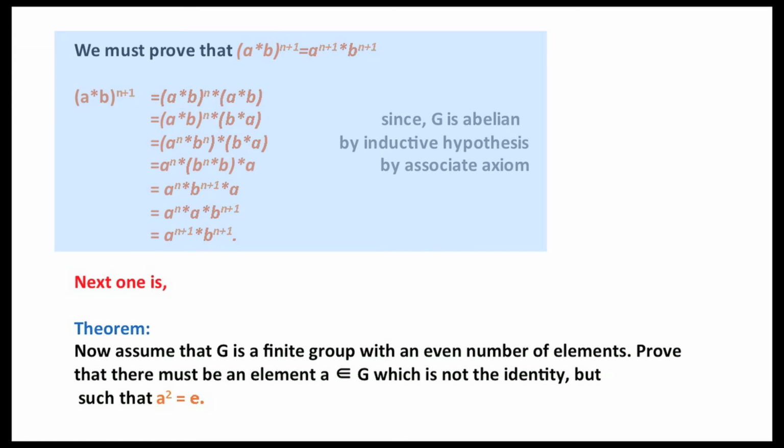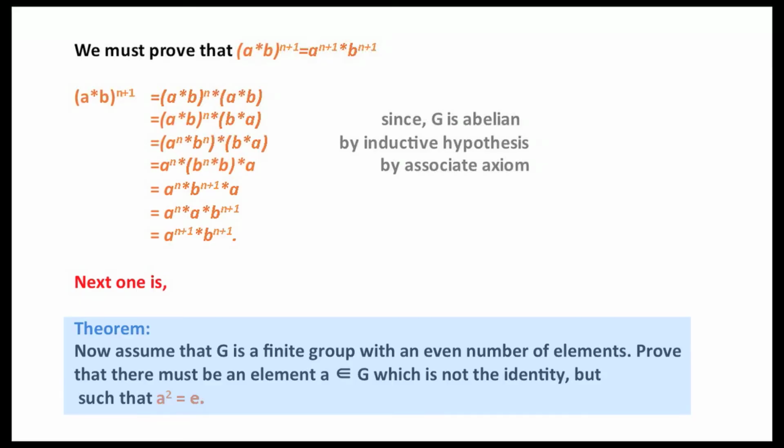(ab)ⁿ⁺¹ is equivalent to (ab)ⁿ·ab. Then again (ab)ⁿ·ba, since G is abelian. Then again aⁿbⁿba by the inductive hypothesis. Then again aⁿ·a·bⁿ⁺¹, and finally we get aⁿ⁺¹bⁿ⁺¹.